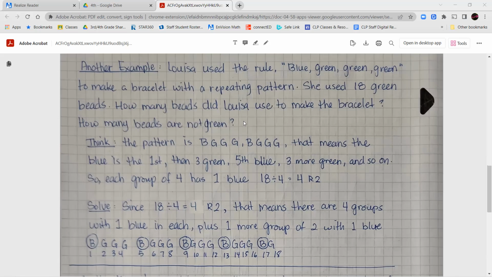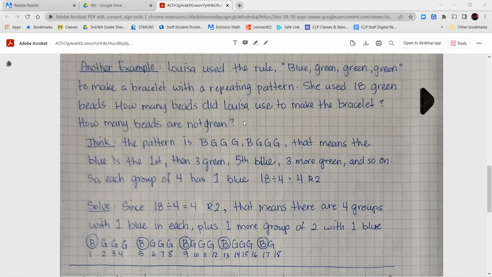The pattern is blue, green, green, green, blue, green, green, green, and so on. So that means the blue is the first, followed by 3 green, then another blue would be the 5th, followed by 3 more green, and so on. So each group of 4 has 1 blue bead. Since I'm working with groups of 4, I'm going to divide by 4. So 18 divided by 4 is equal to 4 with a remainder of 2.